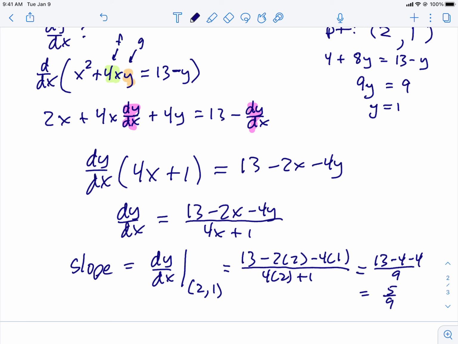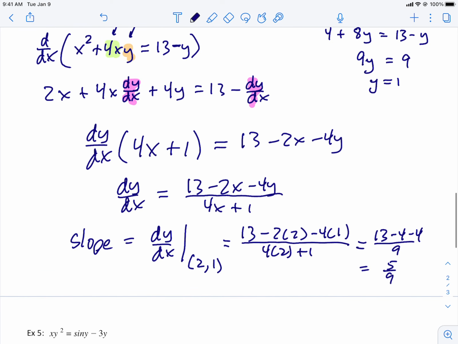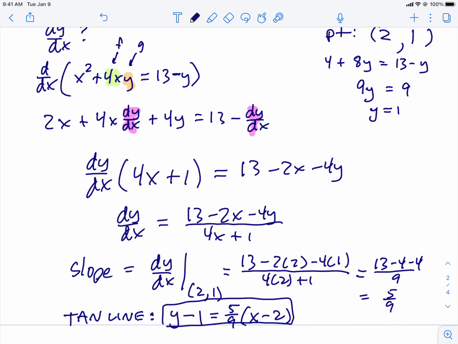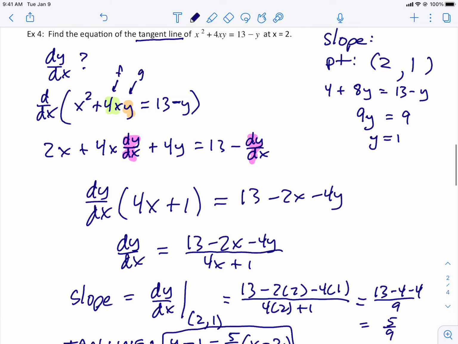And so now that I know the slope, the tangent line will be y minus the y coordinate, which was 1, equals 5/9 times x minus the x coordinate, which was 2. And so that's what I'm getting for the tangent line equation to this example here. Okay?